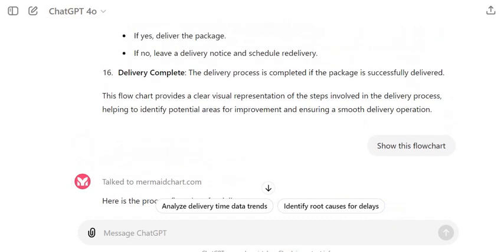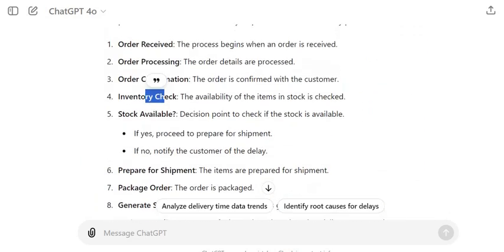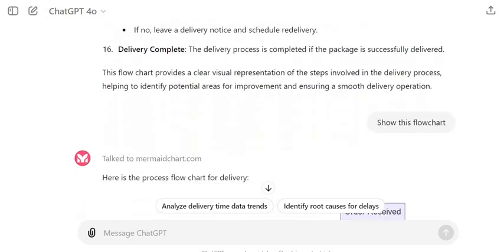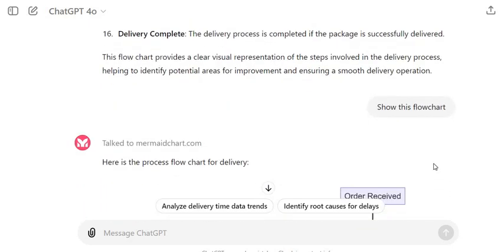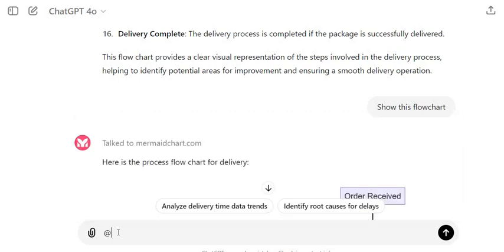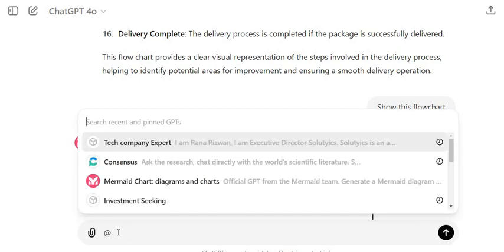But this time I didn't want just a code or a basic diagram, so I asked it to show this flow chart. And to show this flow chart, I tagged a custom GPT, which is Mermaid Chart. You can always call a GPT by using the @ sign. So shift 2, if you press this @ button, you can call a GPT.